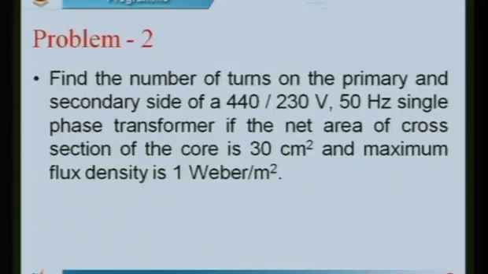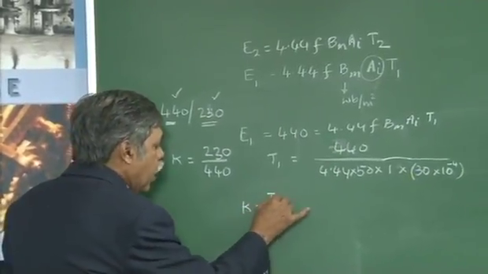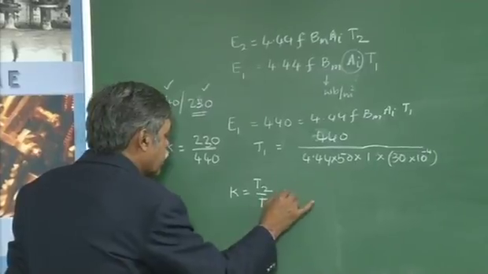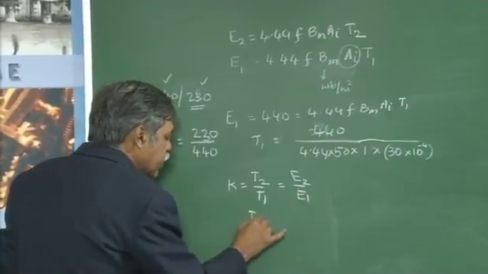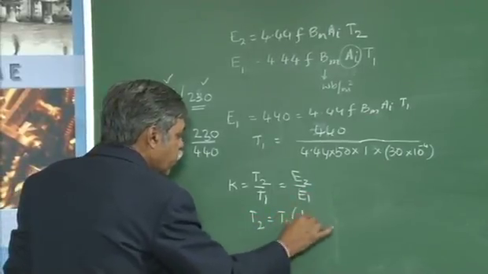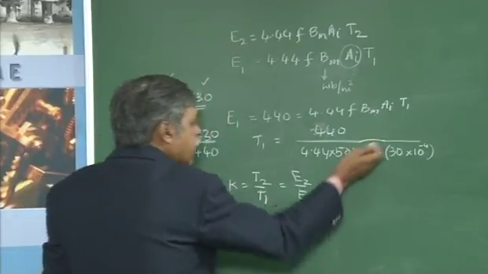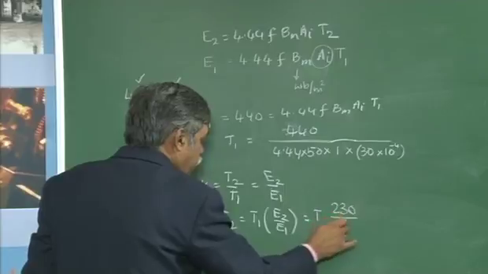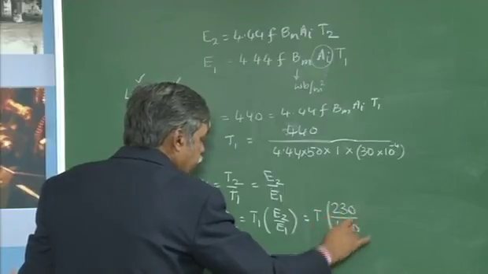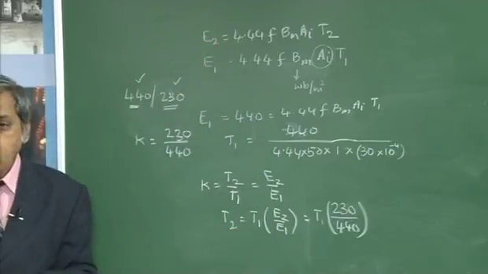So for calculating the secondary number of turns, I can take this E2, equate this E2 to 230, otherwise I can say K is equal to T2 upon T1. Okay, this is equal to E2 upon E1. Therefore, T2 is equal to T1 times E2 upon E1. I know the value of E2 and the value of E1. T1 we have calculated. So, substituting in this, I will get the number of turns in the secondary winding. This way also we can do. It is a simpler calculation compared to the direct method.